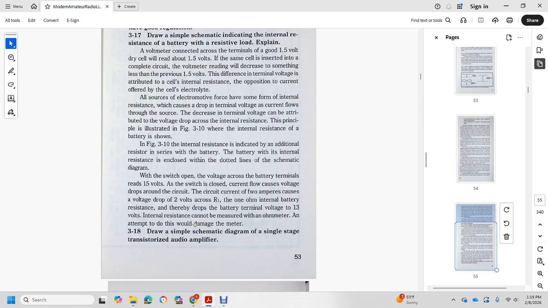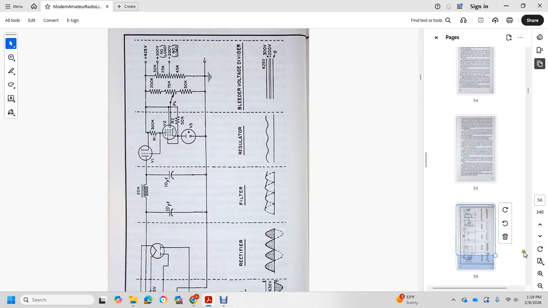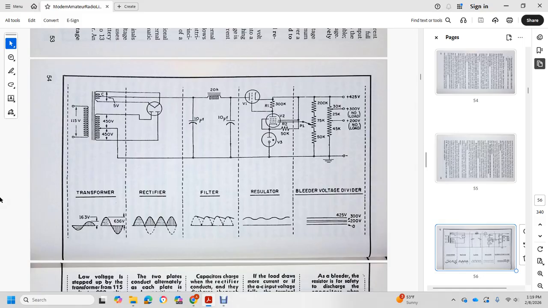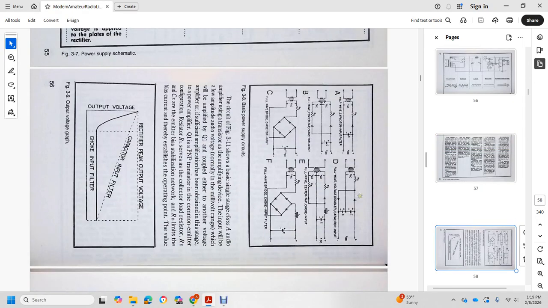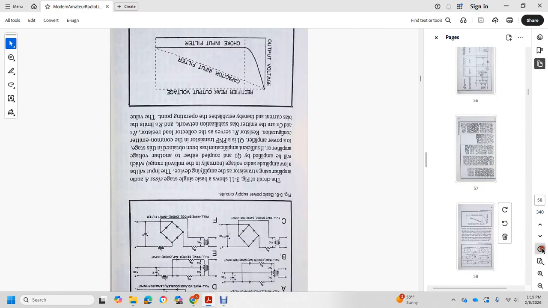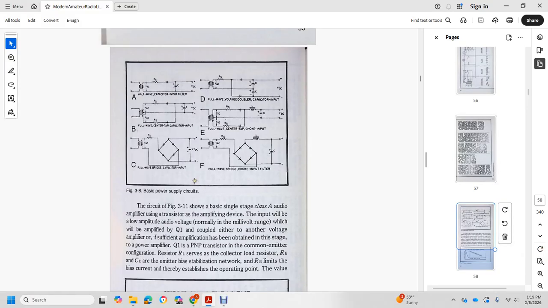In the attempt to do this without damage to the meter, figure 318 draws a simple schematic diagram of a single stage transistor amplifier radio. It shows the transformer, the rectifier, the filter, the regulator, and the bleeder regulator voltage. The circuit in figure 311 shows the basic single stage class A radio.